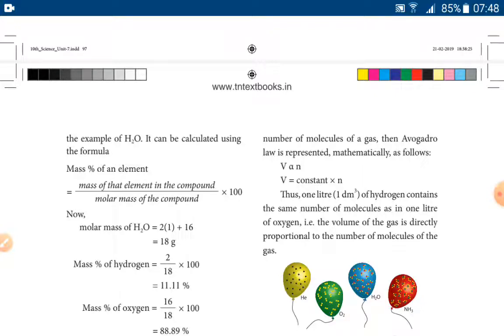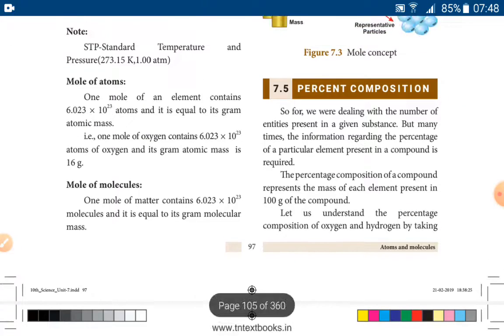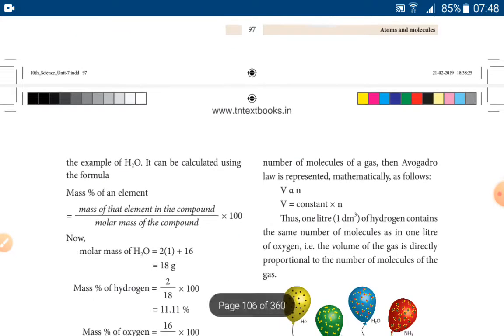So the formula of water is H2O. There are 2 hydrogen, 1 oxygen. Hydrogen atomic mass is 1, oxygen is 16. So 2 into 1 plus 16, 18 gram. That is the molar mass of water. And what is the mass given here? The mass of that element is 2. So we take 2 divided by 18 into 100. That 2 is nothing but the 2 atoms of hydrogen in water. So 2 by 18 into 100.